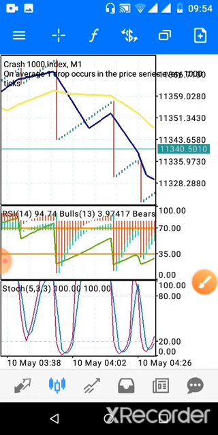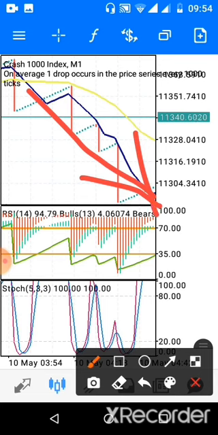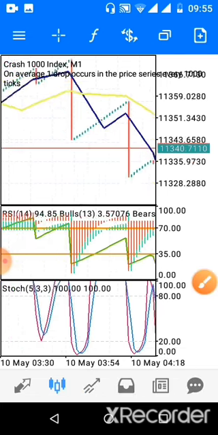Now guys, I want to show you how many spikes happened. This strategy is very powerful. More than 5 spikes happened. More than 5 spikes happened once taking our entry there. 1 spike was enough to get our profit, but 5 spikes happened. Let me show you some more.